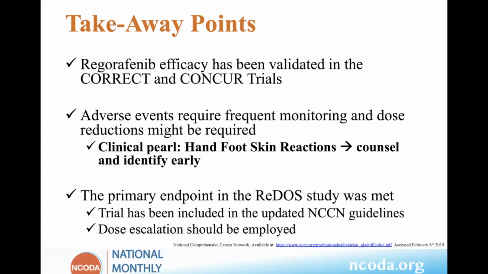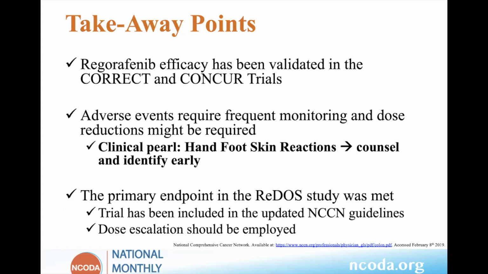I'm kind of rushing here, but for takeaway points, we know that regorafenib efficacy has been validated, and we have shown here that it's been validated in the CORRECT and the CONCUR trials. We know that there are adverse events, and many of us have dealt with this, and it requires frequent monitoring and dose reductions might be required. We also know, as a clinical pearl, that hand-foot skin reactions are painful. It's something that patients may or may not understand because this may be the first time they're experiencing it.